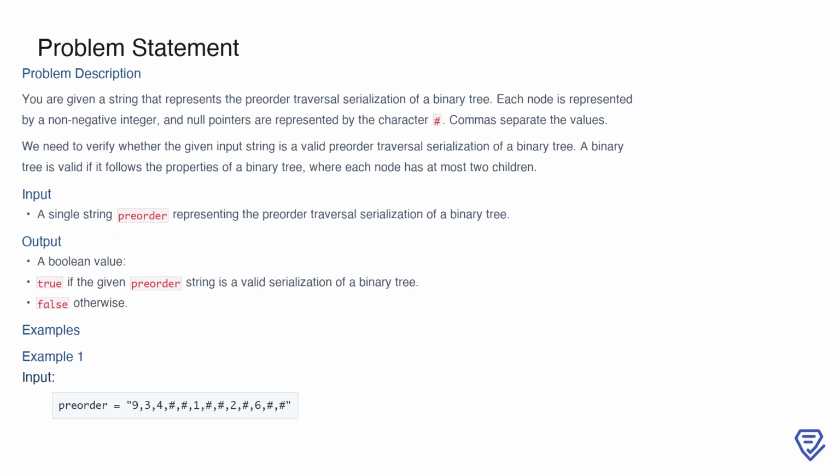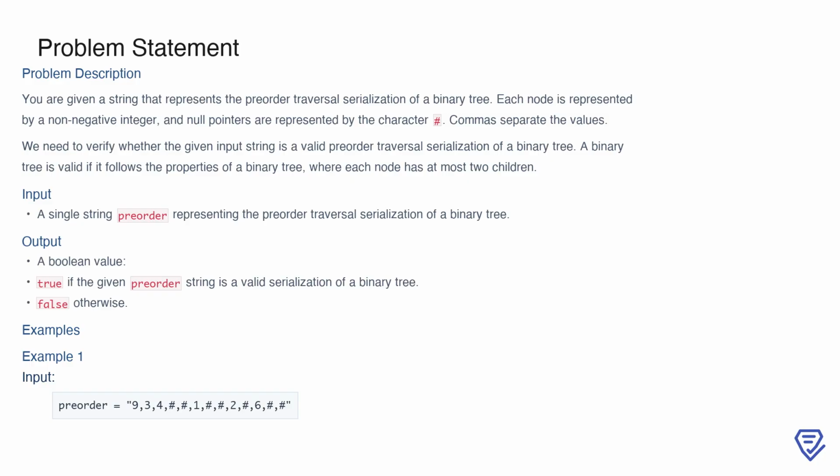In this problem, you're given a string that represents a binary tree's preorder traversal serialization. Each node in the tree is represented by a non-negative integer, while null pointers are represented using the hashtag character. Values are separated by commas. Your task is to determine whether the given string forms a valid serialization of a binary tree.